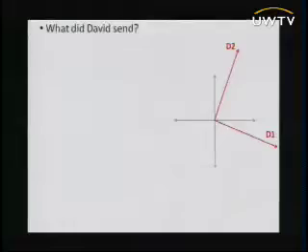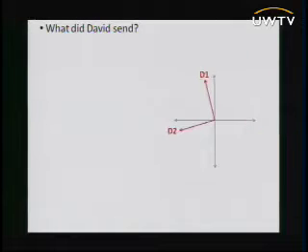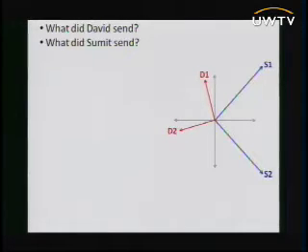What did David send? He sent these two complex numbers, D1 and D2, where D2 is leading D1 by 90 degrees. But after they went through the channel, they got attenuated and rotated, and David does not know what happened to his complex numbers. What did Sumit send? Let's say he wanted to transmit bit 0. So he transmits two complex numbers S1 and S2, but S2 is lagging S1 by 90 degrees. And after they go through the channel, they too get attenuated and rotated by unknown amounts.